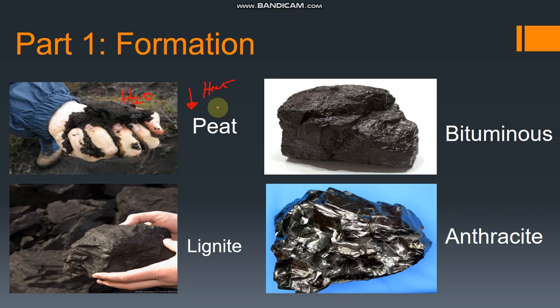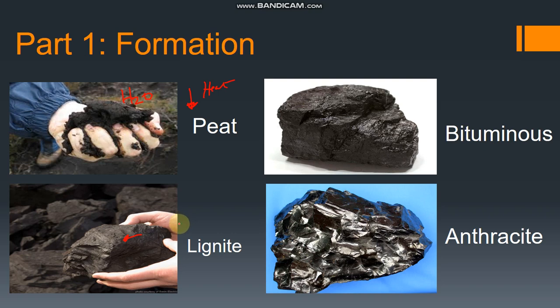Low heat. But then give peat more time in the ground to be exposed to pressure and heat, it could harden and form lignite. Now, I use harden loosely because you could pull apart lignite and just scrape with your fingernail, it'll break apart. Kind of shows that a lot of it's still high in water content and low in carbon content, although it is officially the first type of coal. It's the closest to the surface.